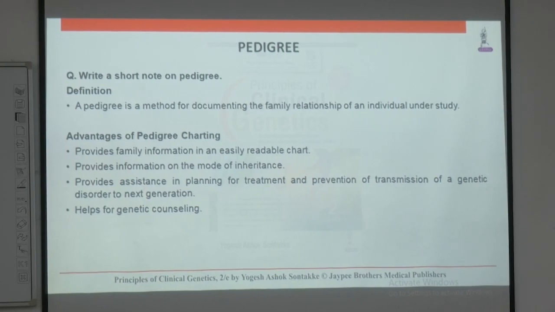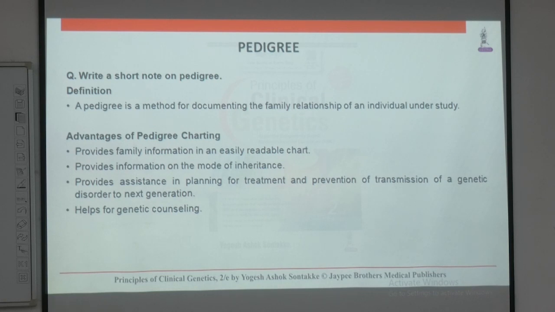Whenever we are studying a disease of an individual subject, we are analyzing how this disease is transmitting in the families, from grandfather, grandmother, father, etc., how they are coming, and what are the chances of that disease spreading down the family tree. So it's a study of an individual, documenting the family relationships of that individual. That's the definition of a pedigree.